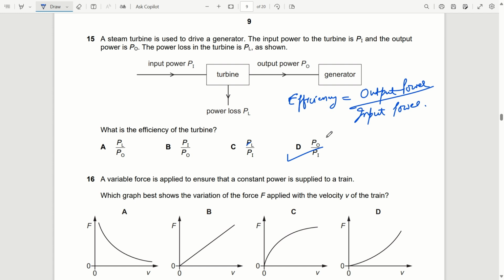16th question. A variable force is applied to ensure that a constant power is supplied to a train. Which graph best shows the variation of the force F applied with the velocity V of the train? Now we know that power is given as force into velocity, and if you want to keep power constant, this means if one is increasing, another should decrease. So from the figures we can see in figure A, as the velocity is increasing, force is decreasing, so power will remain constant. So option A is the correct one.